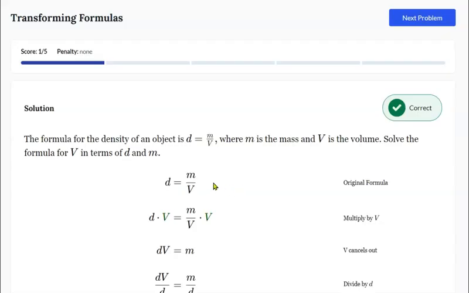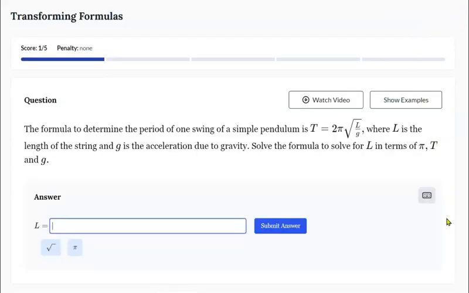Submit. All right, let's take a look. All right, swinging of a pendulum. It's a pretty funky formula, but again, we only need to concentrate on what we're solving for. Solve the formula for L. Okay, we're solving the formula for L. So right now I have T equals 2 times pi square root L over G.